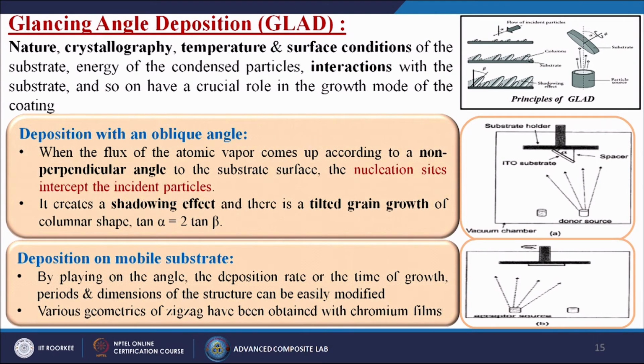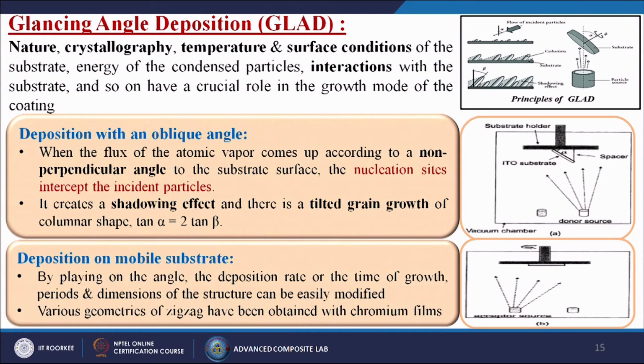From this particular figure you can understand that we have the substrate, and now we are throwing these incident particles at some angle, and then the column is also making an angle, the column of that particular coating is also at an angle. So, it is not directly perpendicular to the substrate. So, what are the reasons?